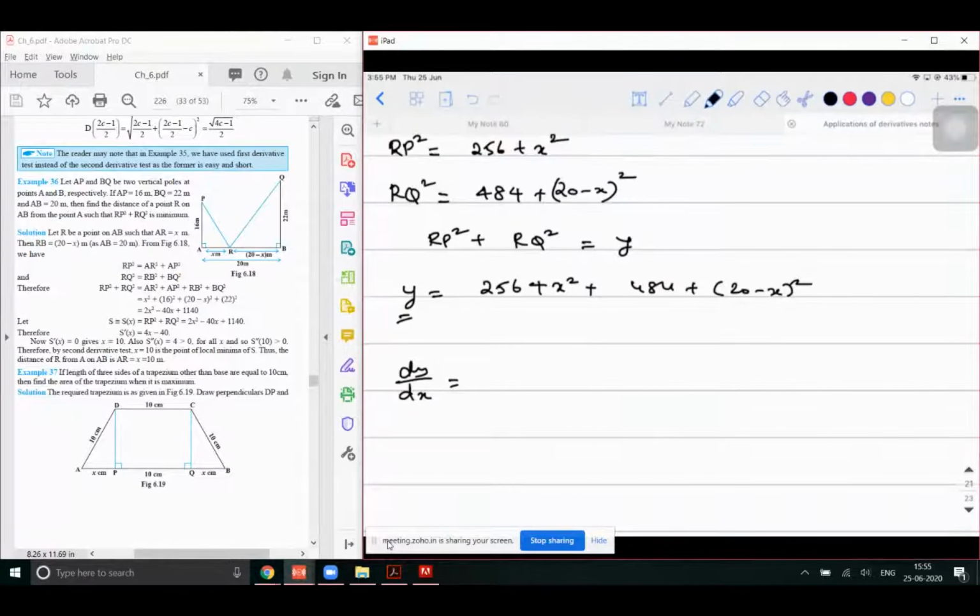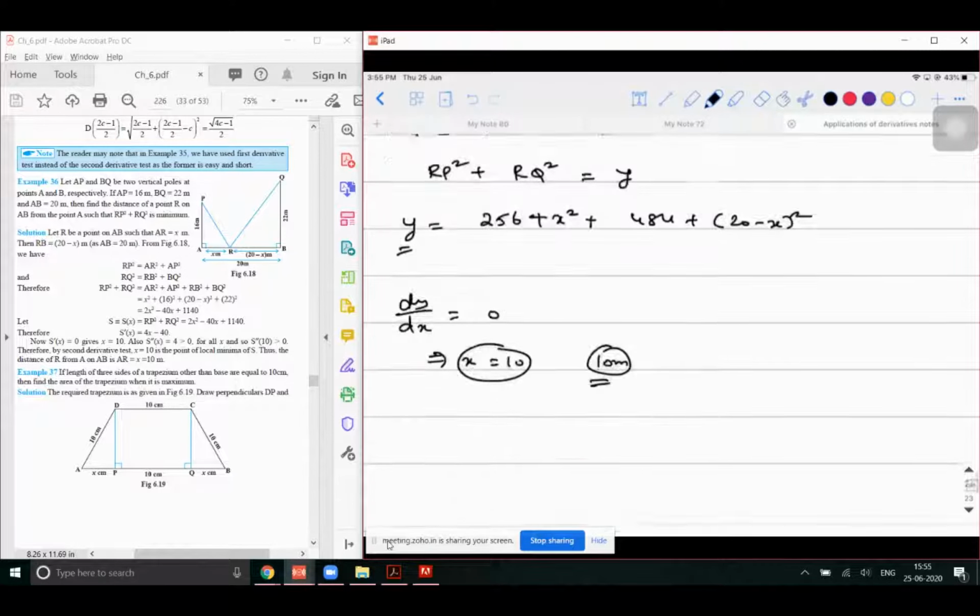Yeah. So you solved for dy by dx. What is the value of x you are getting? 10, sir. Okay, dy by dx is 0, and the x value is coming out as 10. So 10, what is the unit? 10 meters, right? 10 meters. So it means exactly the midpoint.